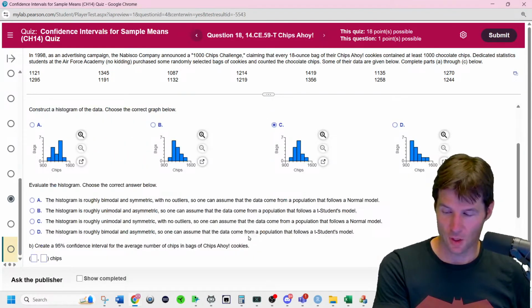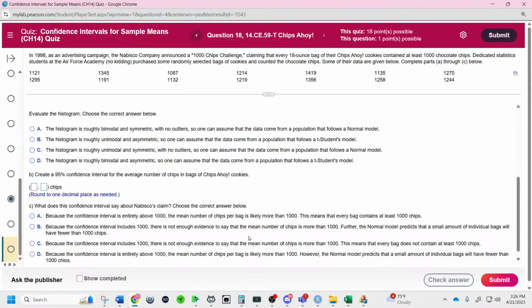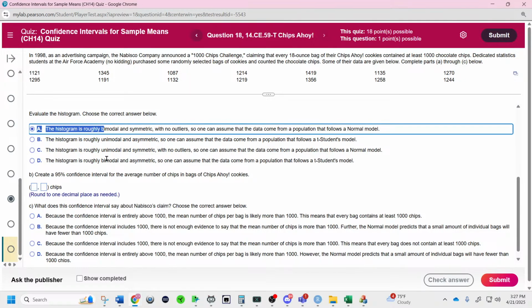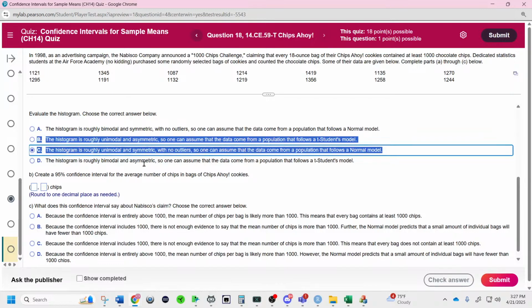And condition 3, large enough n, which they're not checking, are they? They're kind of checking to here. Evaluate the histogram. The histogram is roughly unimodal and symmetric, with no outliers, so one can assume that it follows the normal. So it's not bimodal, and we're just down to these two right here. These are the only two plausible answers. The histogram is roughly unimodal and symmetric, so one can assume the data comes from a population that follows a student T model. With no outliers, so one can assume that data comes from a population that follows a normal.